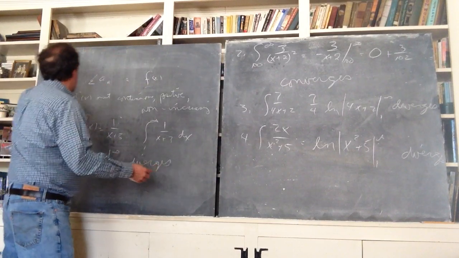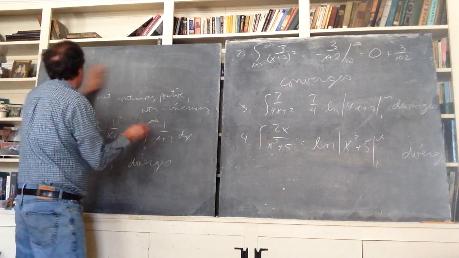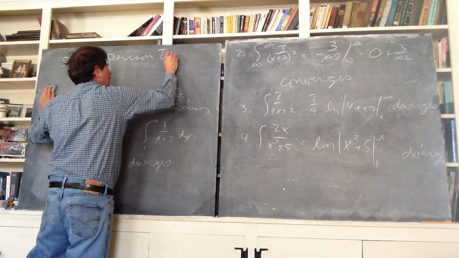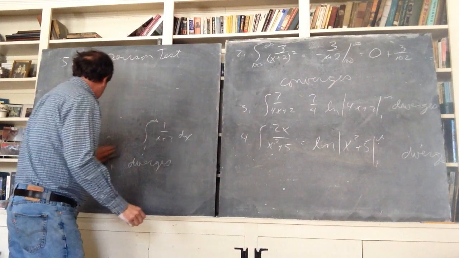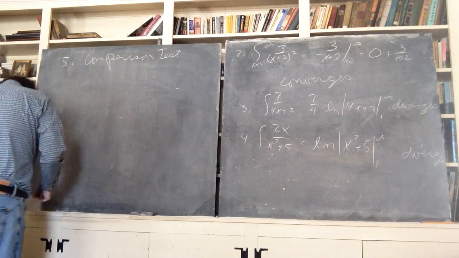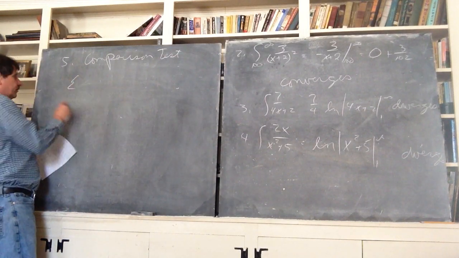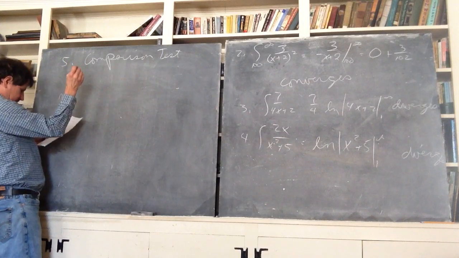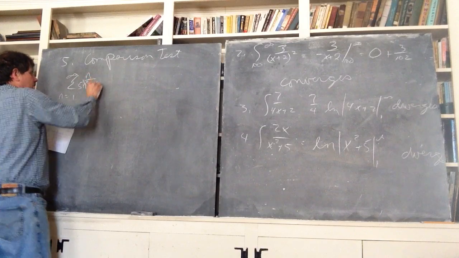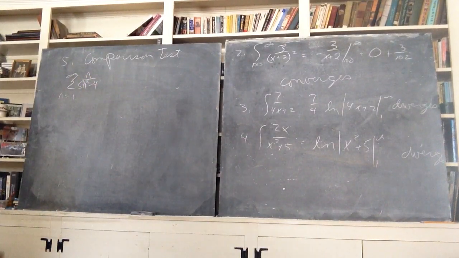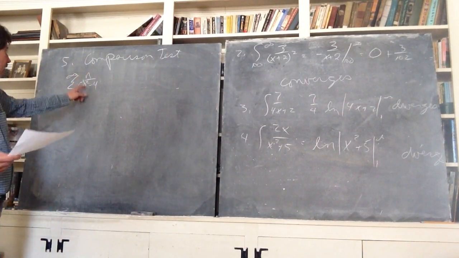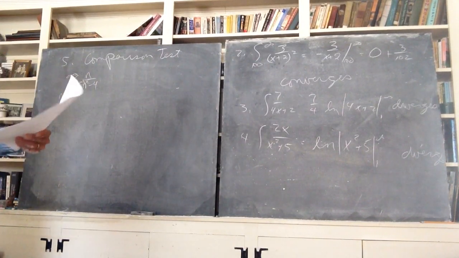Let's get to number 5. I think number 5 is the comparison test. Oh, and 6. And so we're going to come up with a series to compare this with. So we want to test the convergence of n over 5n squared minus 4. We want to test the convergence of that. And so I'm thinking, what happens as n gets big? Well, this is like n over 5n squared as n gets big.